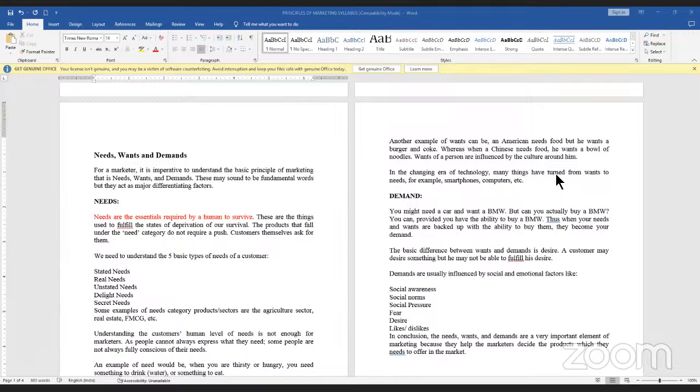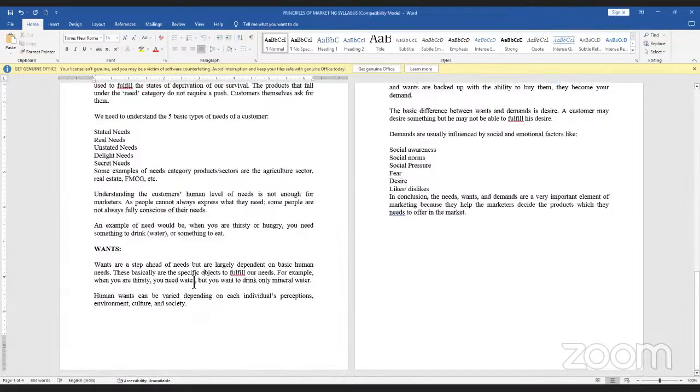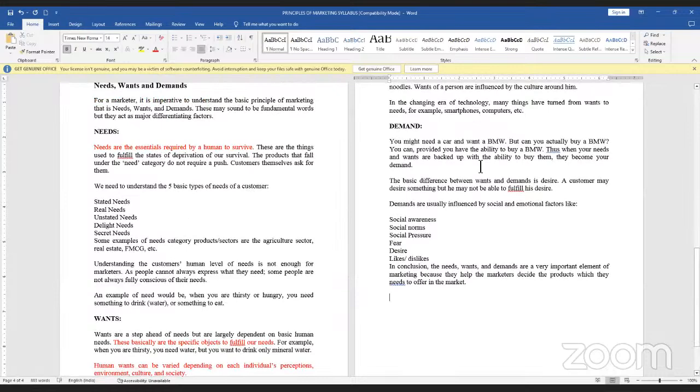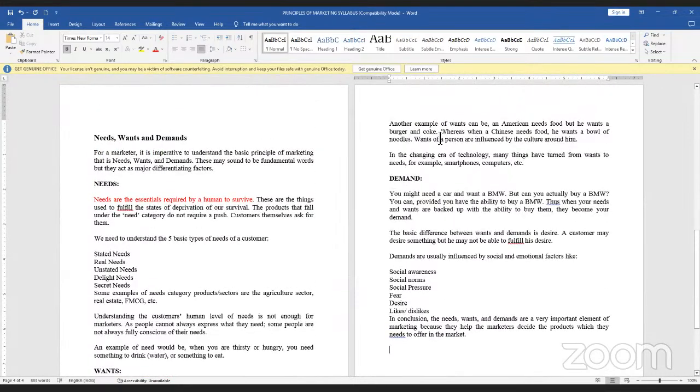Okay, that means here you should know, what is want? Wants are specific objects to fulfill the needs. Wants are specific objects to fulfill the needs. So human wants are different from person to person based on their perception, the environment they are staying in, and the culture and society. So wants of a person are influenced by culture.